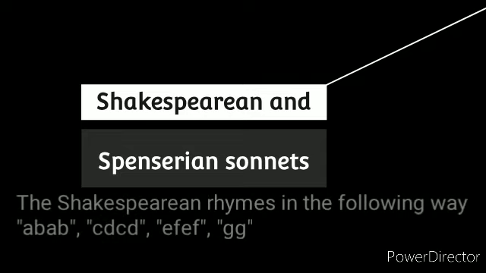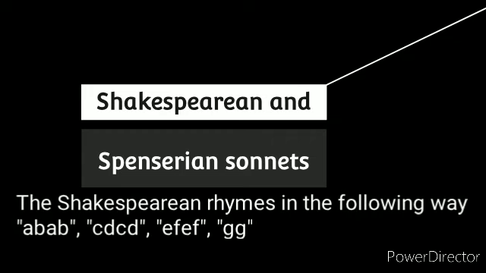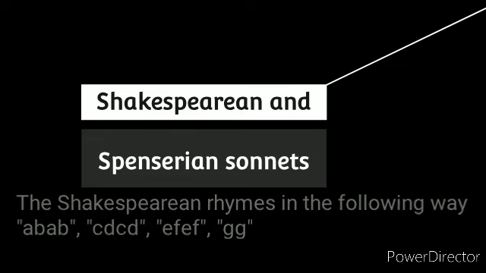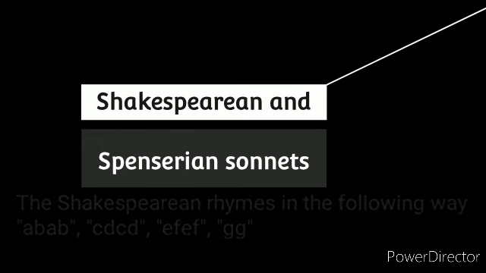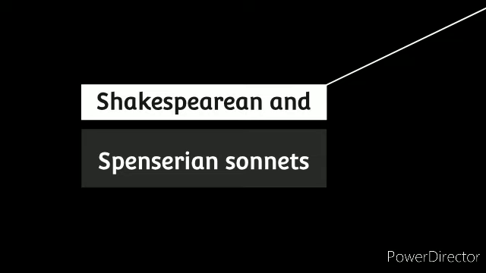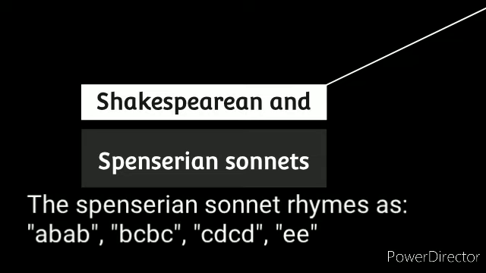The rhyming pattern of the Shakespearean sonnet is AB AB, first quatrain, CD CD, second quatrain, EF EF, third quatrain, and then GG, the heroic couplet. Whereas the rhyme scheme of the Spenserian sonnet is AB AB, first quatrain, BC BC, second quatrain, CD CD, third quatrain, and EE.